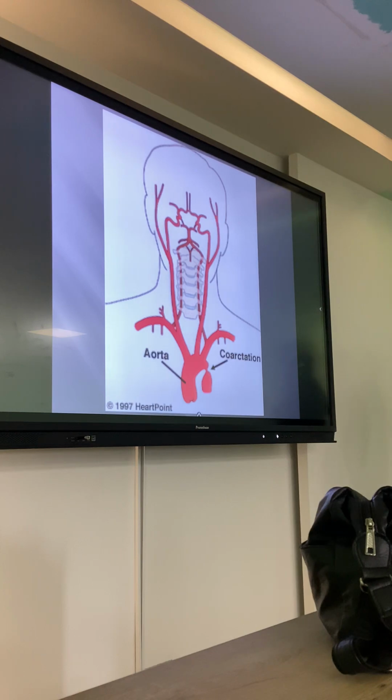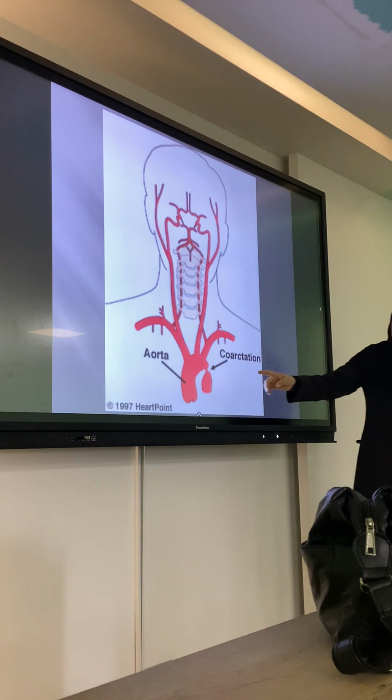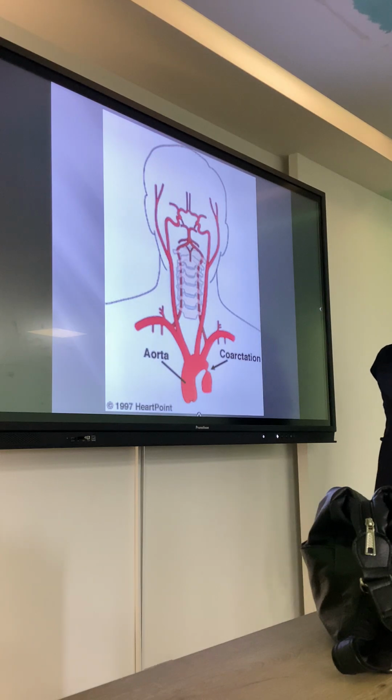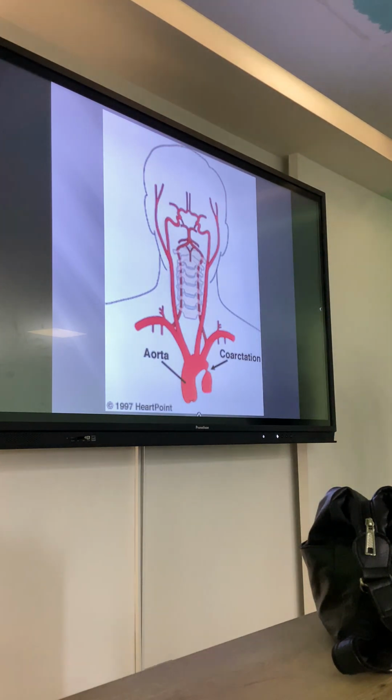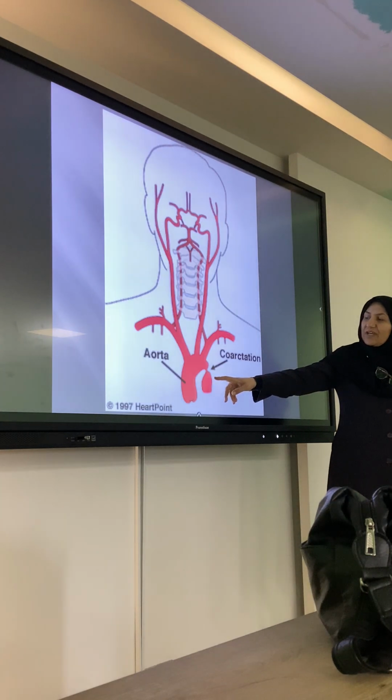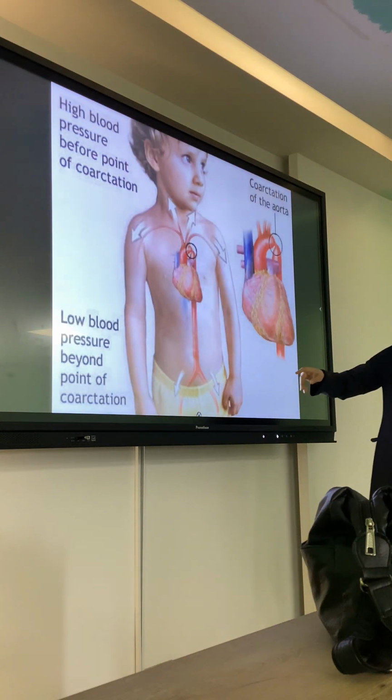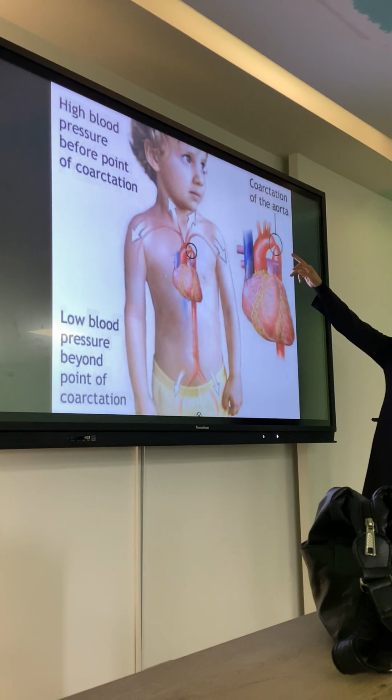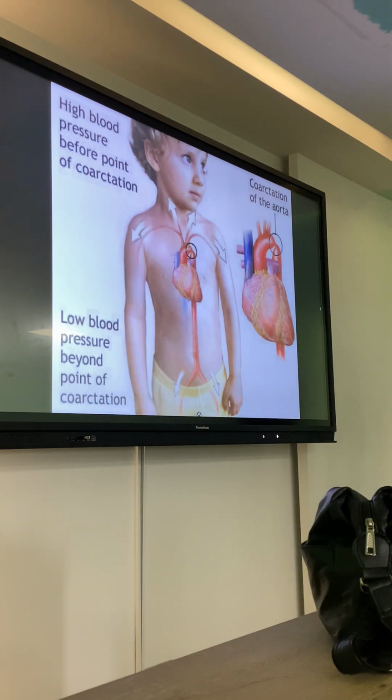The aorta is narrowed, and the other part is enlarged. Why? What happened? What do you think? The blood will flow back to the left ventricle and atrium. It leads to enlargement. This is coarctation of aorta.